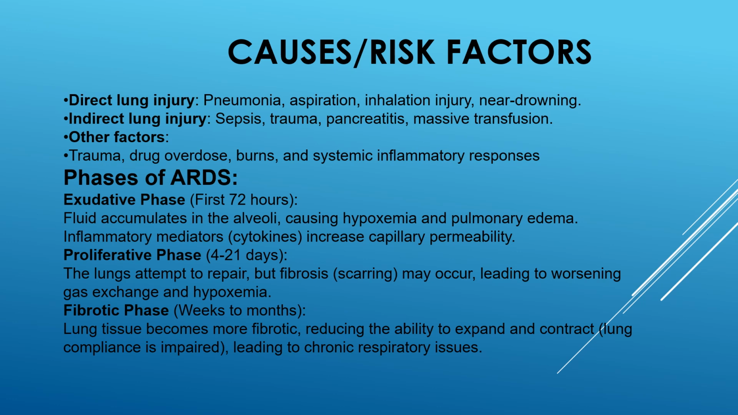Now the proliferative phase, this is the second phase, which will occur 4 to 21 days, and the lungs will attempt to repair, but there will be fibrosis, that is scarring of the lungs, which will lead to worsening of the gas exchange and hypoxemia. Now the third phase is the fibrotic phase, which occurs weeks to months. Here the lung tissue will become more fibrotic, reducing the ability to expand and contract. That is, the lung compliance will be impaired, leading to chronic respiratory issues.